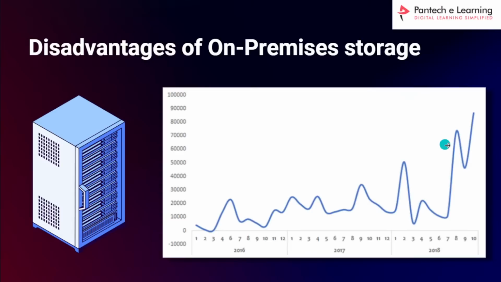And what if you incur a sudden surge? Then what will you do? Your server will go down, right? Based on its capacity it can handle only so much. If you have high load, you need high infrastructure. So in on-premises storage, you will buy the storage or buy additional infrastructure.